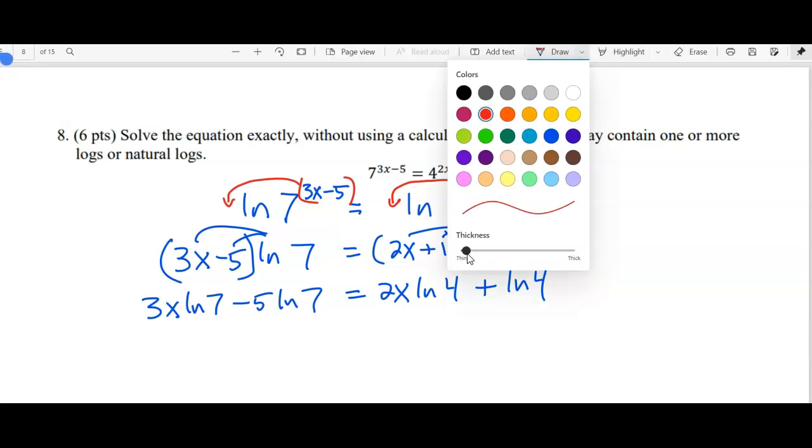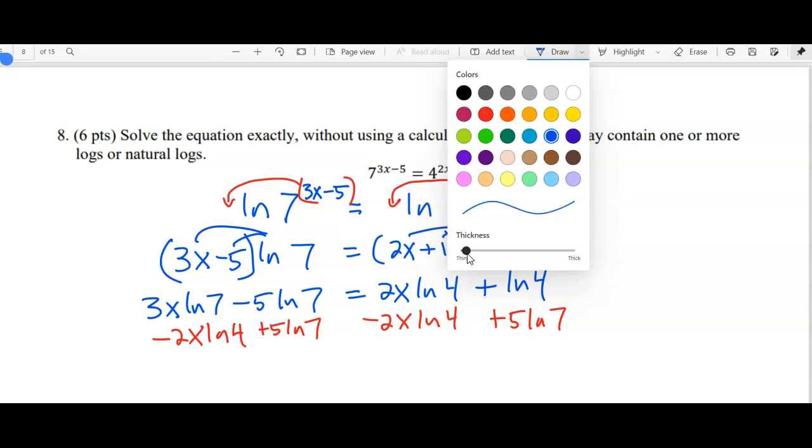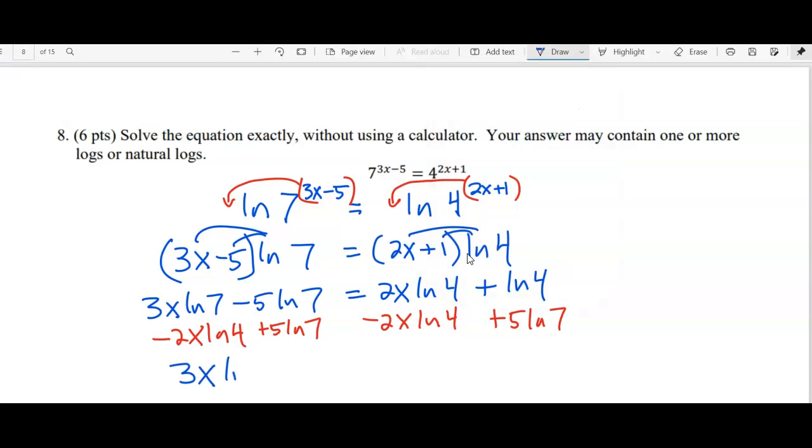We want all the x's on the same side. So I'm going to subtract this 2x ln of 4 on the left. It's not a like term with anything over here, so I can't add or subtract them specifically and simplify, but it does have an x and we want all the x's on one side. And I'm also going to add this 5 ln 7 to the right. Again, not a like term, so it doesn't simplify, but we need to move it around. We now have 3x ln 7 minus 2x ln 4 equals, these are gone, 5 ln 7 plus ln 4.